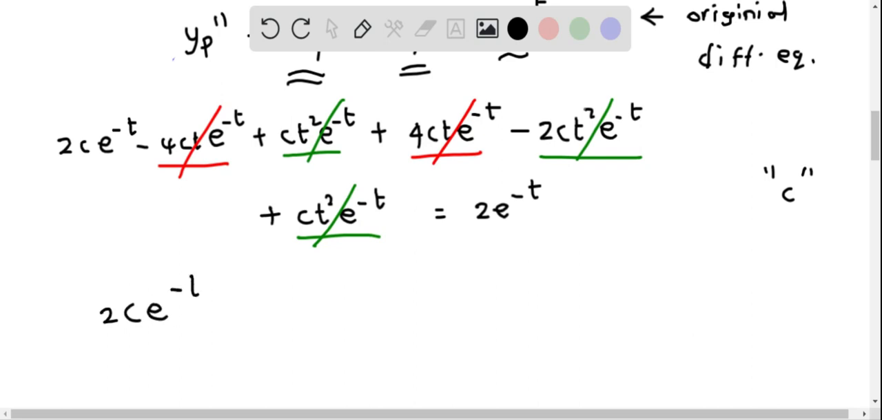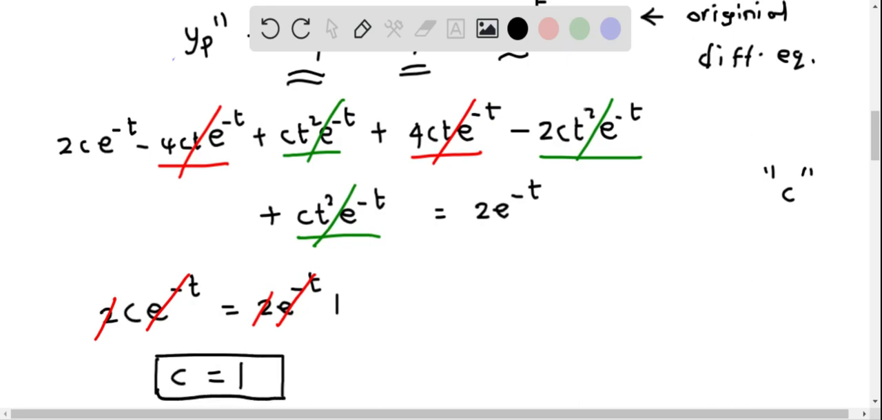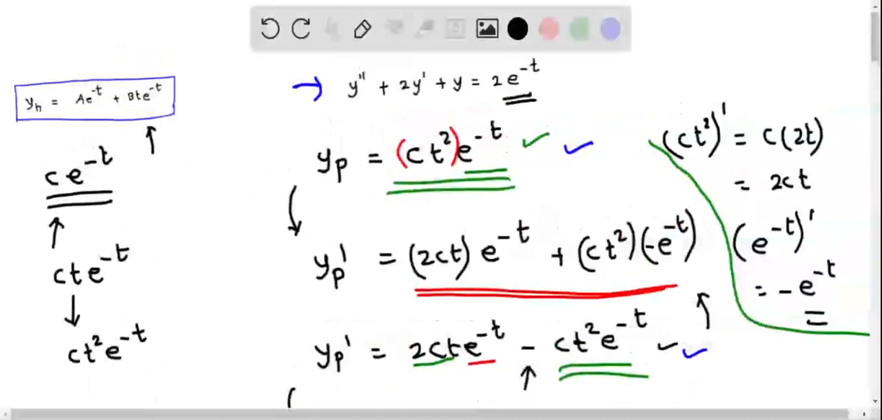So finally we are left with the expression on the left as 2c e power negative t. And this equals, on the right side we have 2 e power negative t. We divide both sides by 2, so they become cancelled. And we can also cancel out this e power negative t. That is, we divide both sides by e power negative t. So on the right side we just have 1, and on the left side we have c. So therefore this gives c equals 1. So we have determined the value of c, and this means we have found the particular solution.